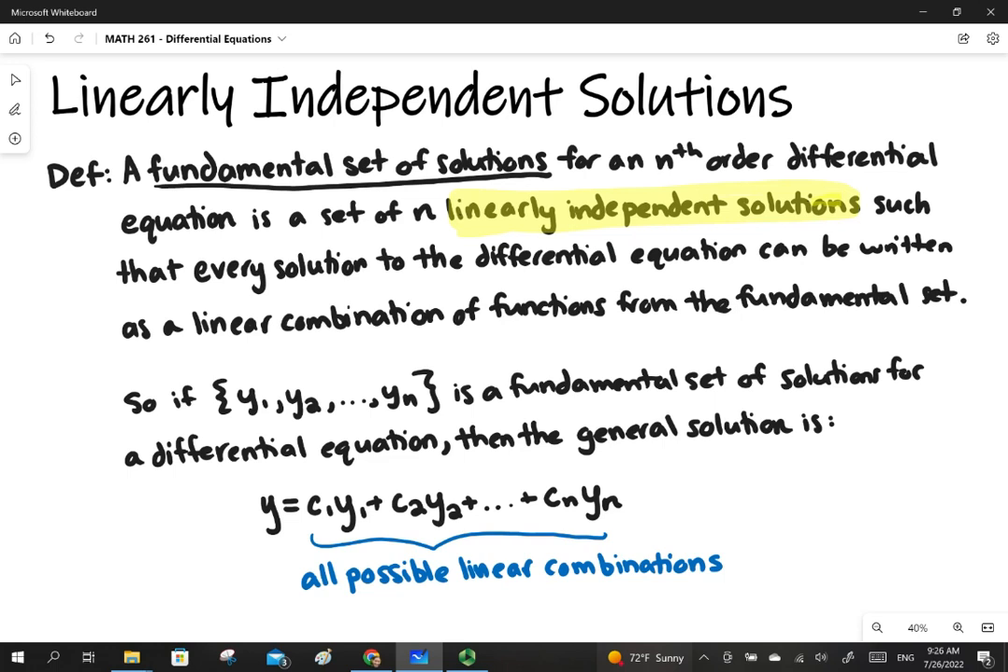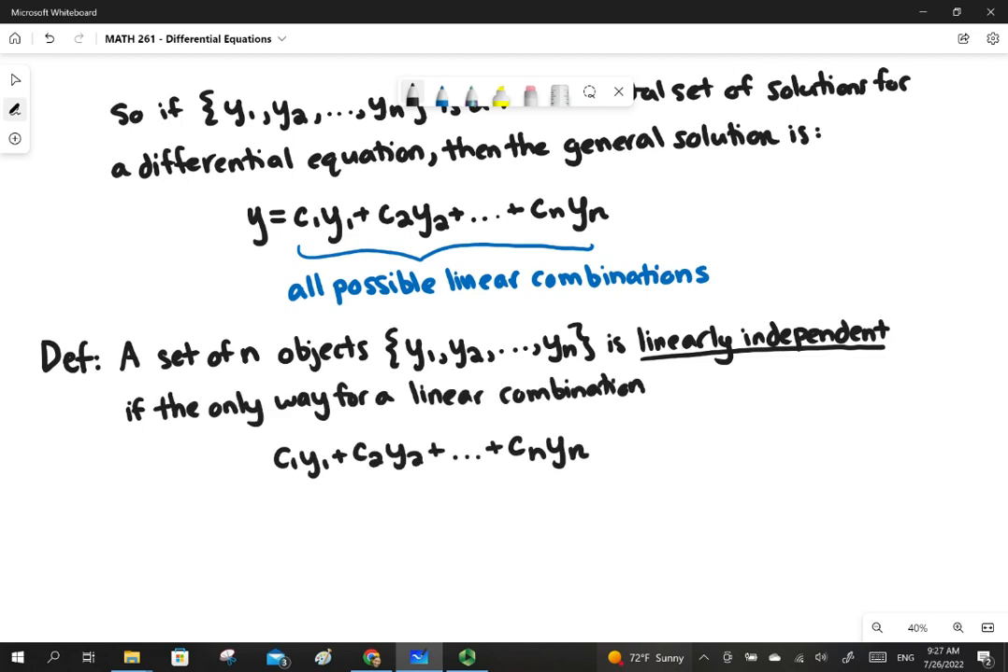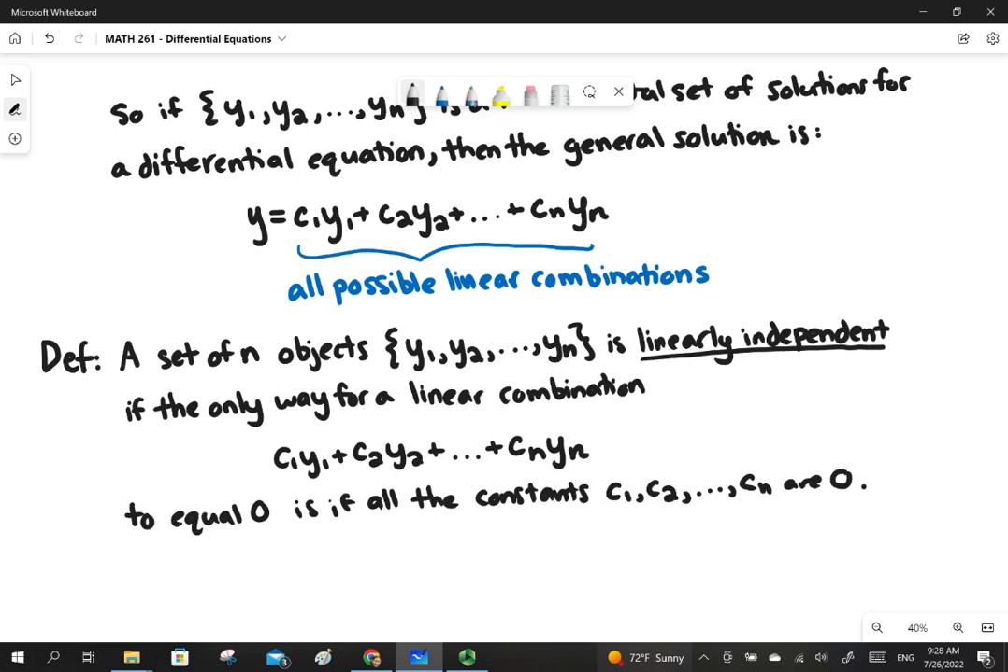Again, unless you've taken linear algebra, you probably don't know what that means. A set of n objects, I'm calling them y1 through yn, they could be functions, they could be vectors, it could be anything, is linearly independent if the only way for a linear combination c1y1 plus c2y2 plus all the way down to cnyn to equal 0 is if all the constants c1, c2, through cn equal 0. So one way to think about that is that there's no way that these functions can cancel each other out in some way.